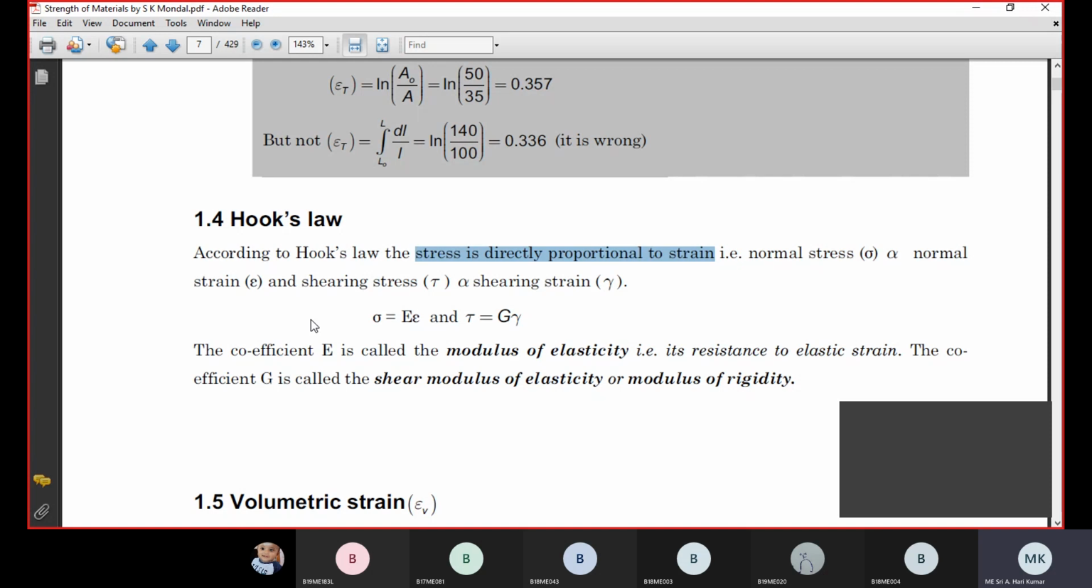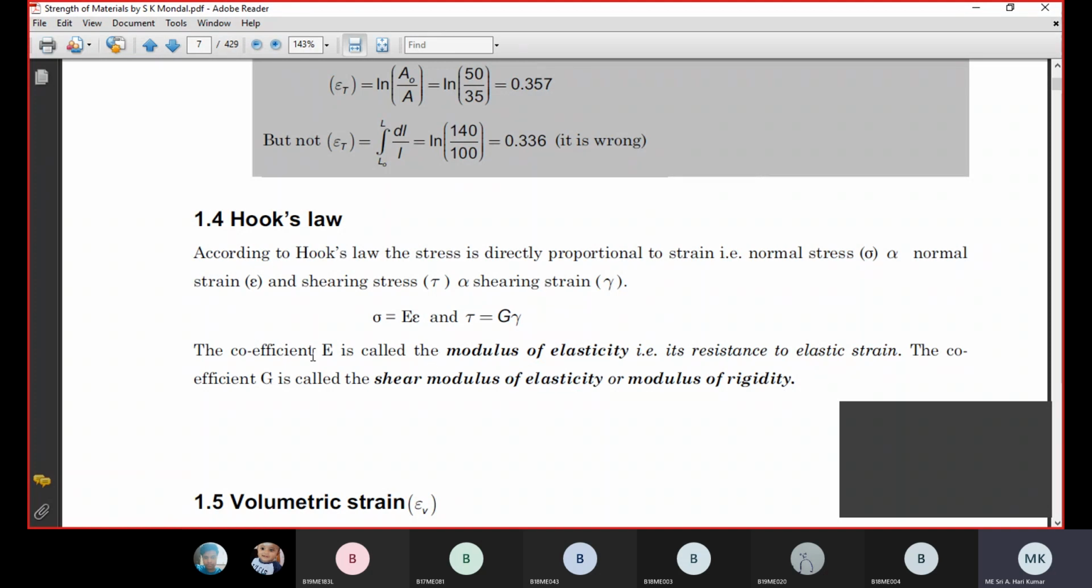We have three such constants. The constant which relates shearing stress and shearing strain we call the shear modulus, the modulus of rigidity. Try to remember, it is very easy. The constant which establishes a relationship between normal stress and normal strain we call the modulus of elasticity. And the constant which relates shear stress and shear strain we call the shear modulus, the modulus of rigidity. That's what is said here. You can omit the words if you are getting confused between modulus of elasticity and shear modulus of elasticity.